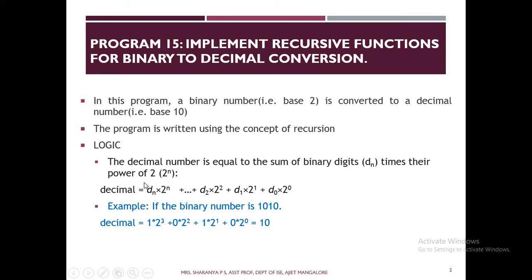Now, if we generalize, the decimal conversion is the sum of d of n into 2 to the power of n. That is, for any given number, we divide it into each unit, each digit is referred to and multiplied by 2 to the power of its position, and then it is added. This is the normal logic used to convert any given binary number to obtain its corresponding decimal value.